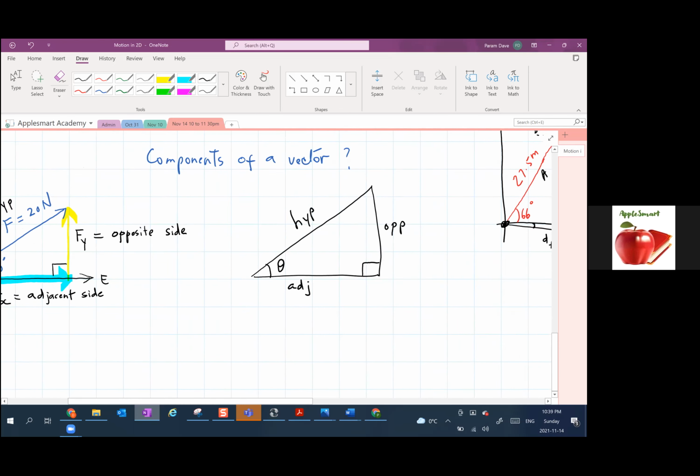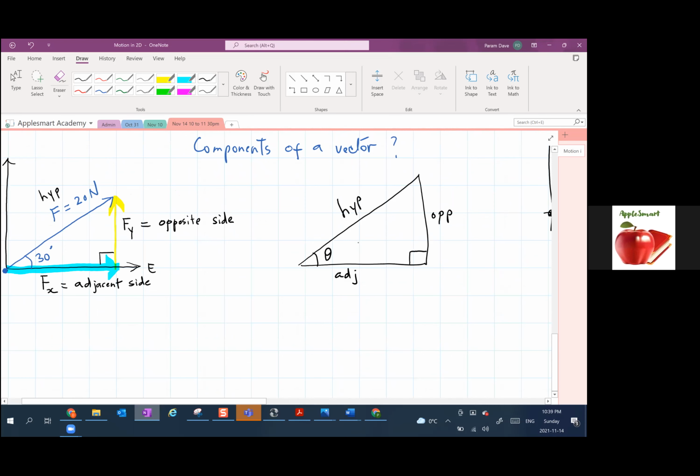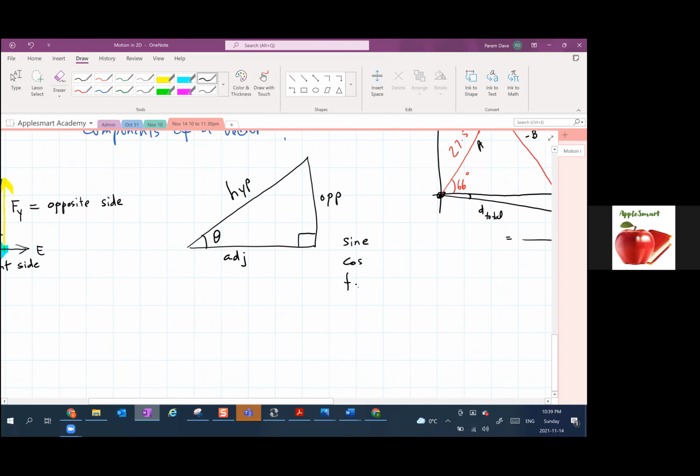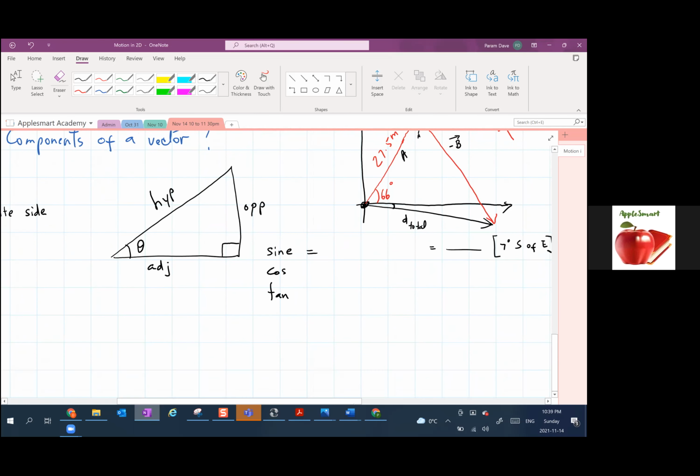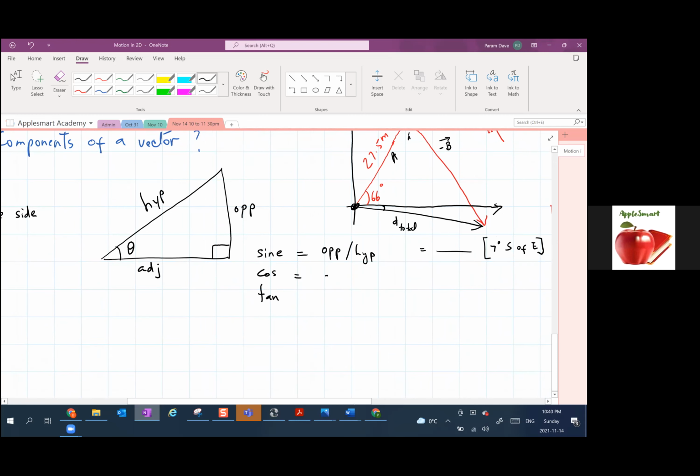Have you learned sine, cos, and tan functions? As in sine is equal to opposite over hypotenuse, cosine is adjacent over hypotenuse, tan is opposite over adjacent. Have you done this? No. You have not. Oh, you haven't done trigonometry, folks?